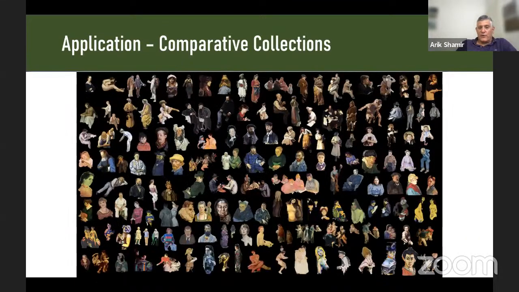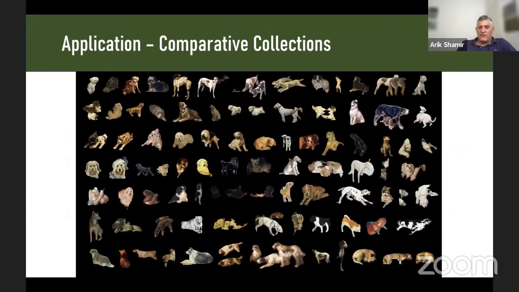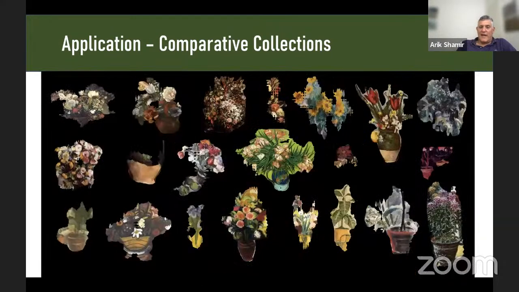Some applications for this specific segmentation is what we call comparative collection. So now we can extract and segment all the images of people, all the images of dogs, all the images of flowers from a specific set of artistic movements, and then compare them or use them to combine in other places.